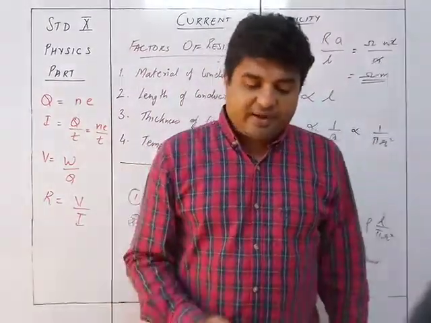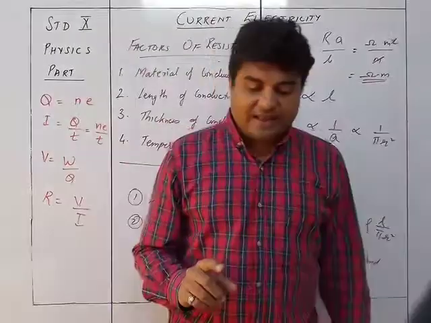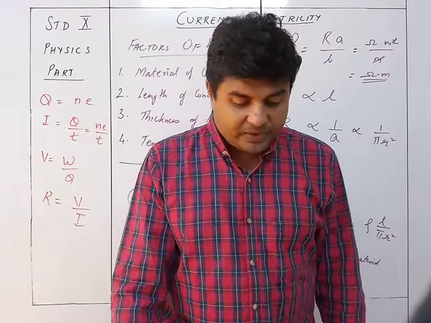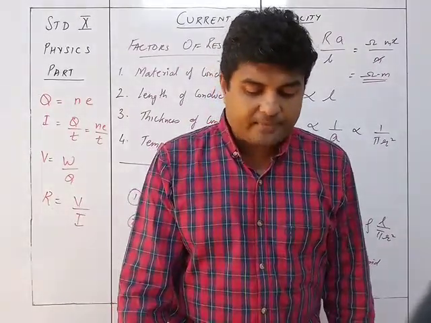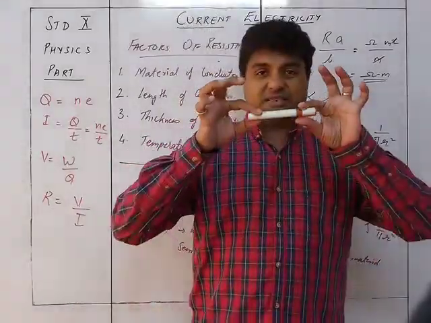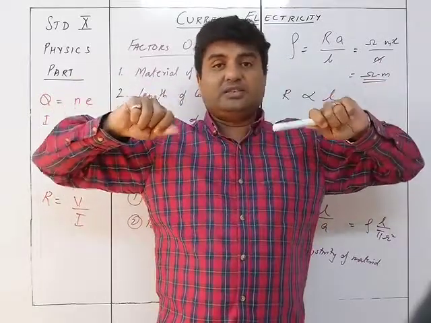It is evident that if the given length of wire is stretched such that the length gets doubled, then its area of cross section will get halved since the volume remains unchanged. Now the resistance will increase to 4 times of its previous value. So if I take this and stretch it, what is going to happen?